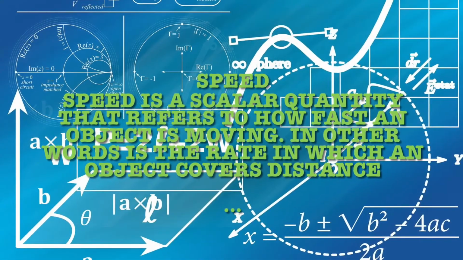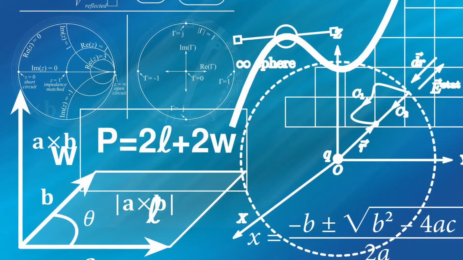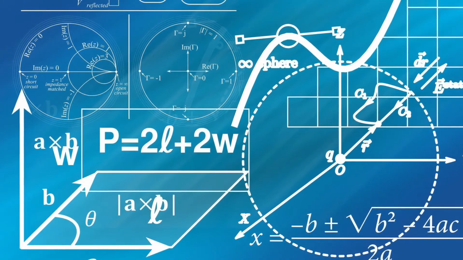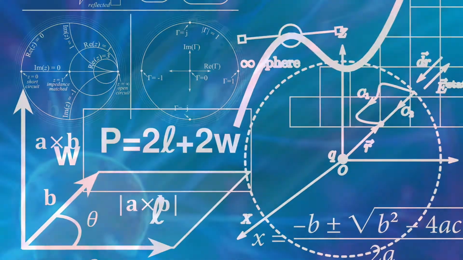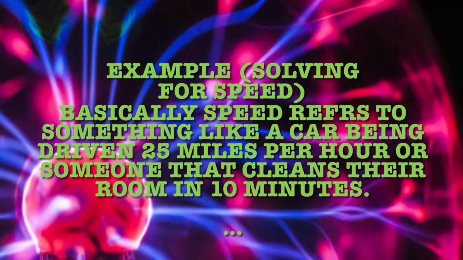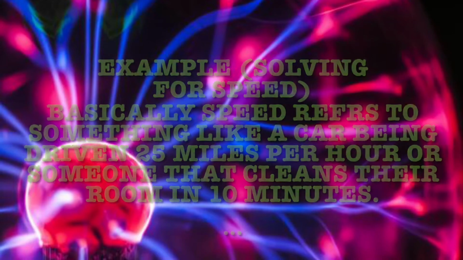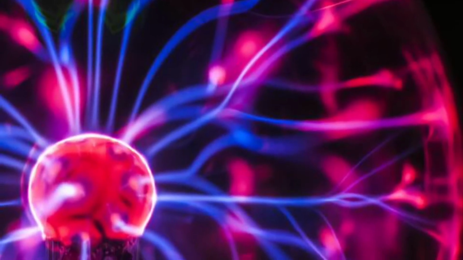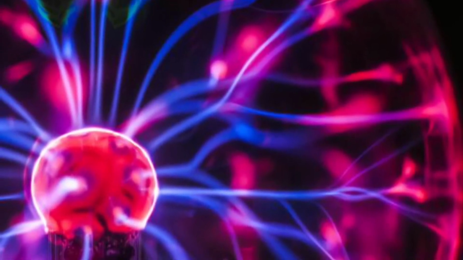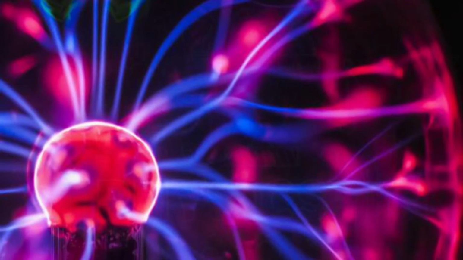So what is speed? Speed is a scalar quantity that refers to how fast an object is moving. In other words, it is the rate at which an object covers distance. An example of speed is a car being driven at 25 miles per hour or someone who cleans their room in 10 minutes.